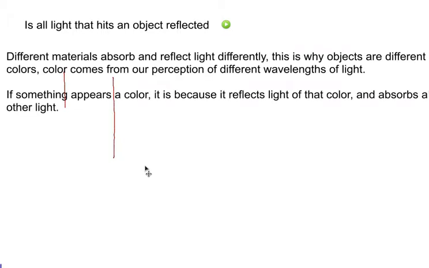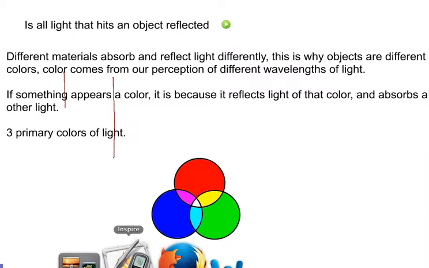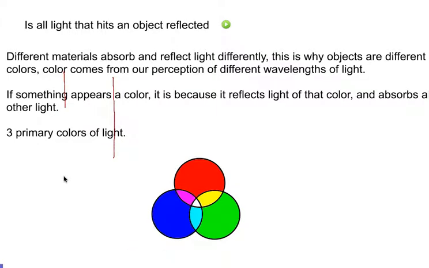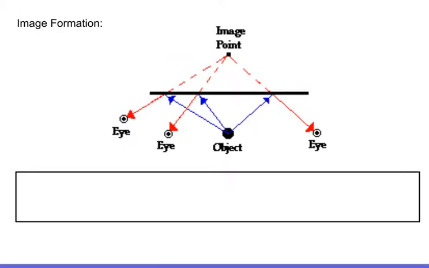So we ask, is all the light that hits an object reflected? And the answer is no, as we've already seen that depending on what light gets reflected and what light gets absorbed, we'll get different colors of objects. We've already touched on that.